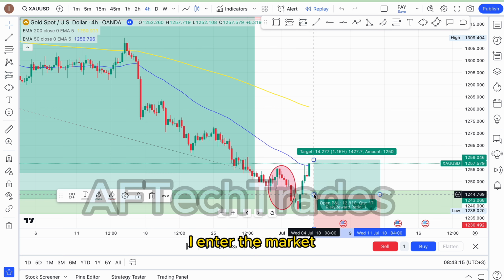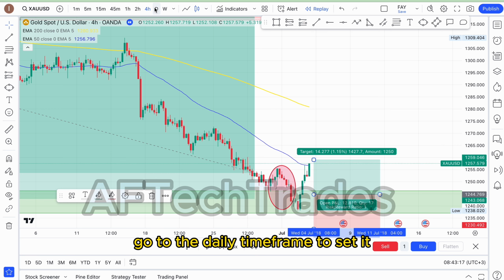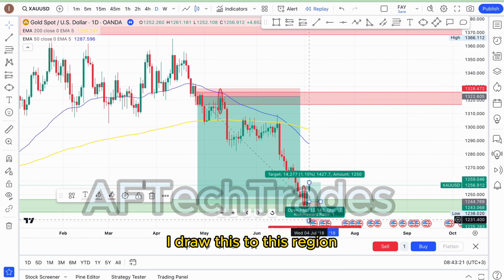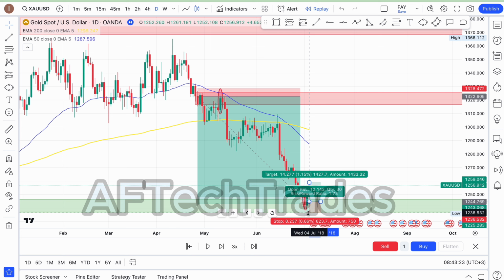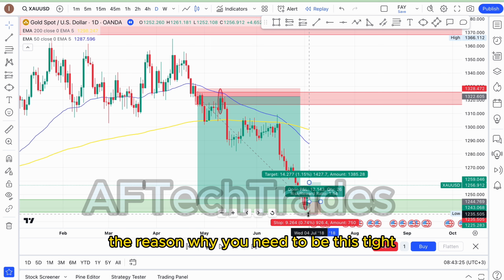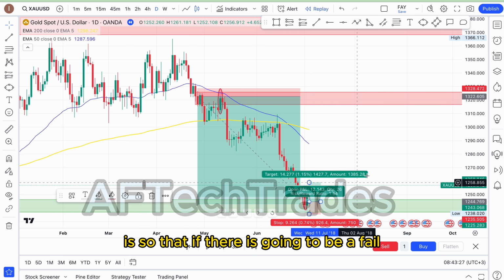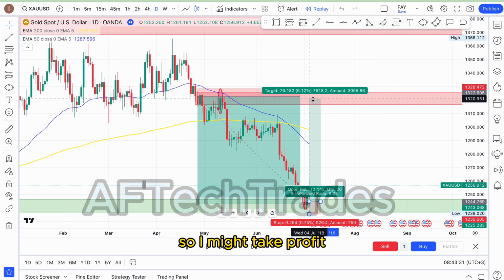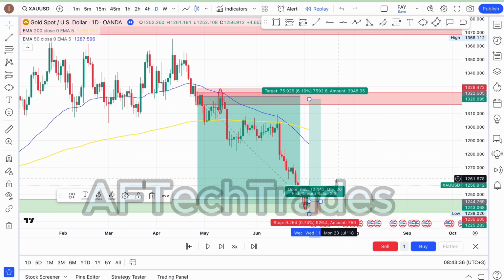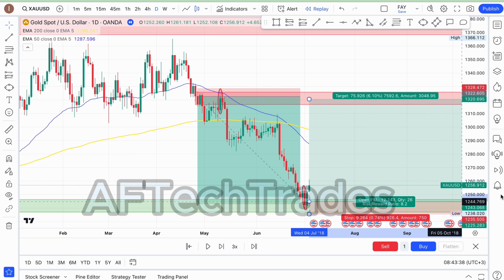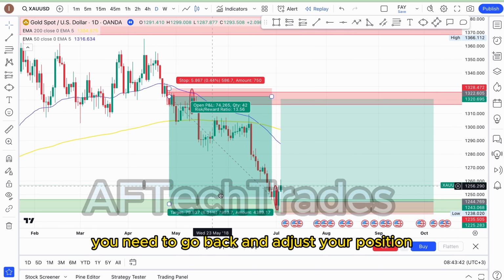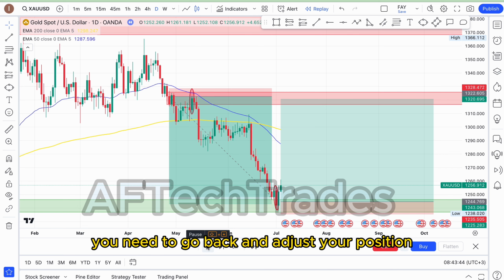After this one, I enter the market, go to the daily time frame to set it. When I enter the market, I draw this to this region. The reason why you need to be this tight is so that if there is going to be a fail, it takes you out immediately. Okay, so my take profit, where is it? This is the full candle. This is my take profit region. Then immediately it starts moving, you need to go back and adjust your position.